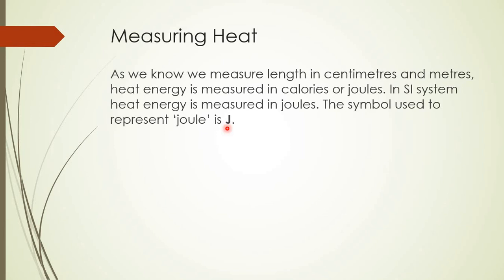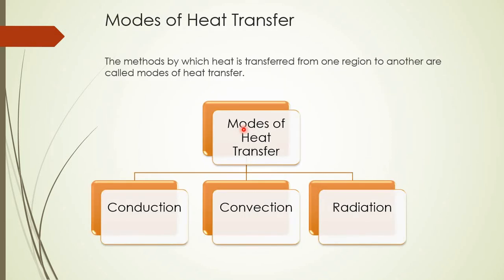For each and every physical quantity there are some units. In the case of heat also, there is an SI unit. The SI unit of measuring heat is the joule, and the symbol used to represent joule is the capital letter J. Calorie is also another unit, but the SI unit is joule, measured with capital J. This is about measuring heat.